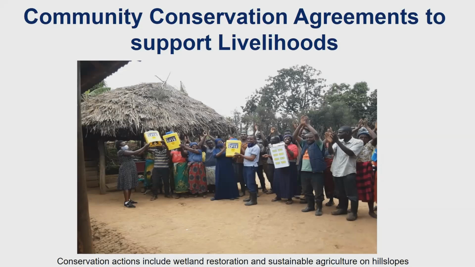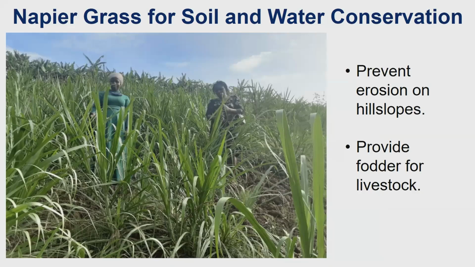And we are doing this by providing communities with napier grass. This is an indigenous species, not an invasive species, which they plant on hill slopes to reduce erosion. But also, this napier again provides fodder for livestock, which eventually helps these communities to generate income.